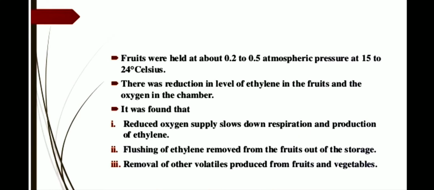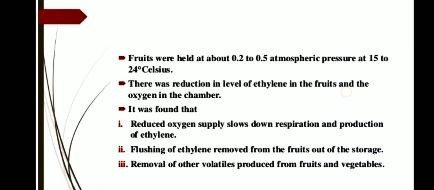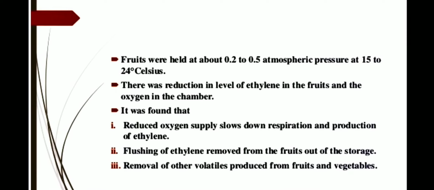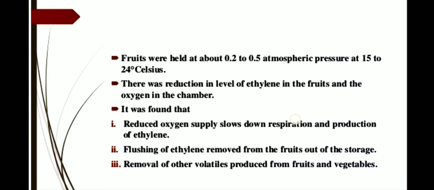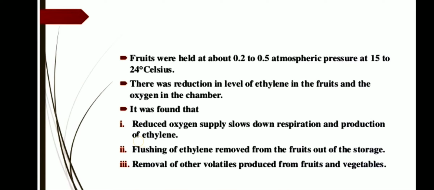So reduced oxygen supply slows down respiration and production of ethylene. Flushing of ethylene removed from fruits out of storage through ventilation, as we have seen in the storage method. The ventilation process is very important. Time to time ventilation will remove the ethylene. Removal of other volatiles produced from fruits and vegetables.